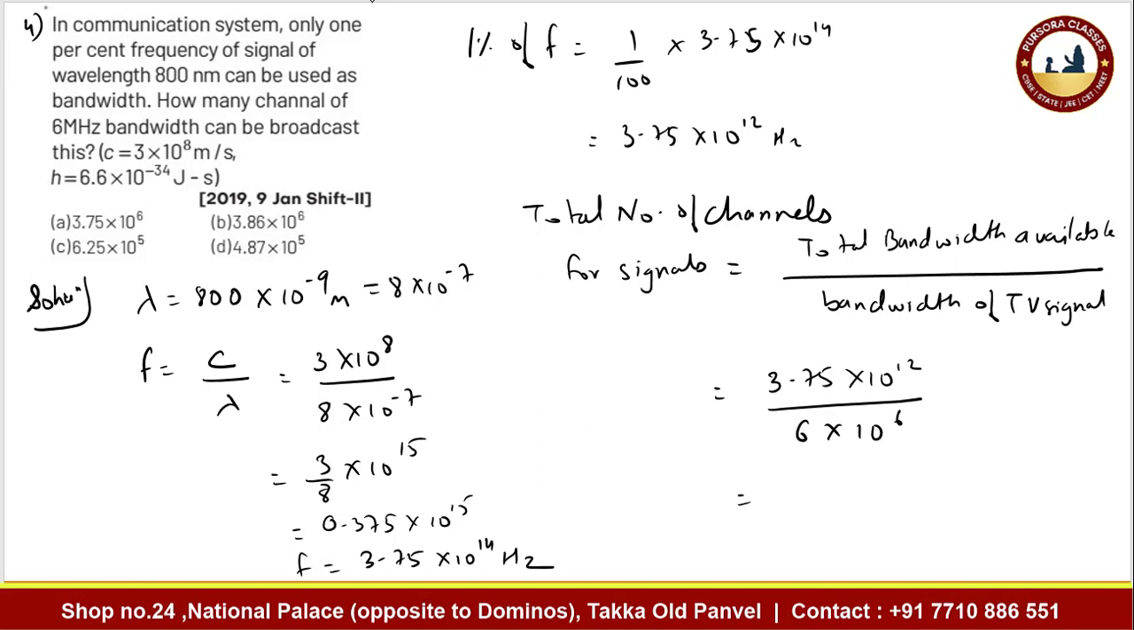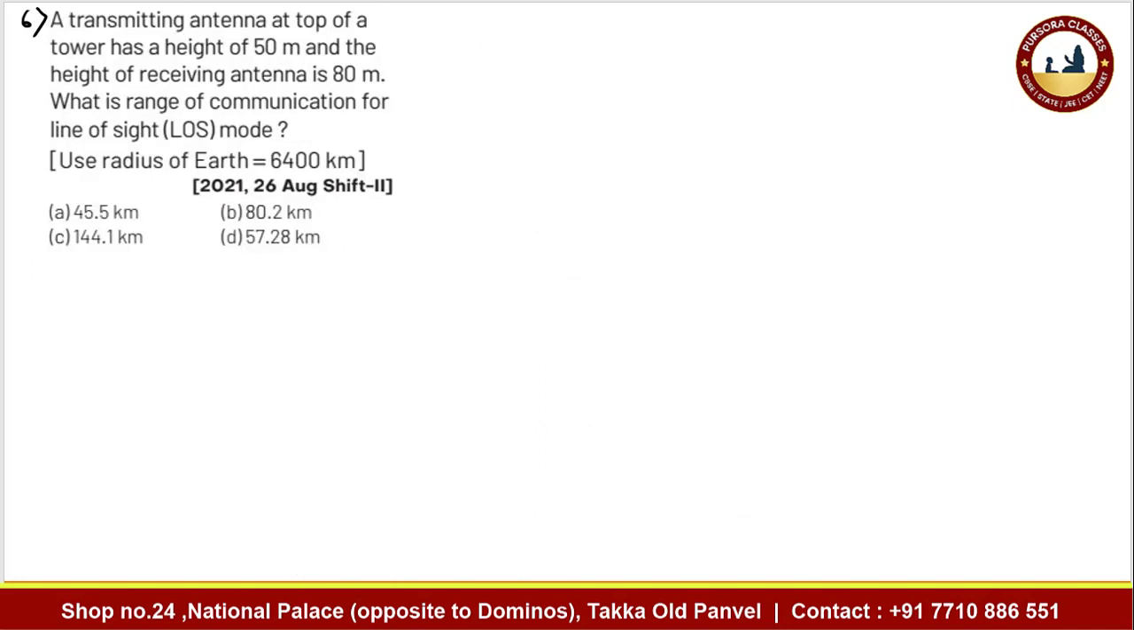So 10 raised to 6 goes in the numerator, so it will be 10 raised to 6, and 3.75 divided by 6 will be 0.625. So this will be 6.25 into 10 raised to 5 number of channels. So if you see, the correct option over here is C. I hope students you have understood the question. Okay students, we'll move ahead with the next question.